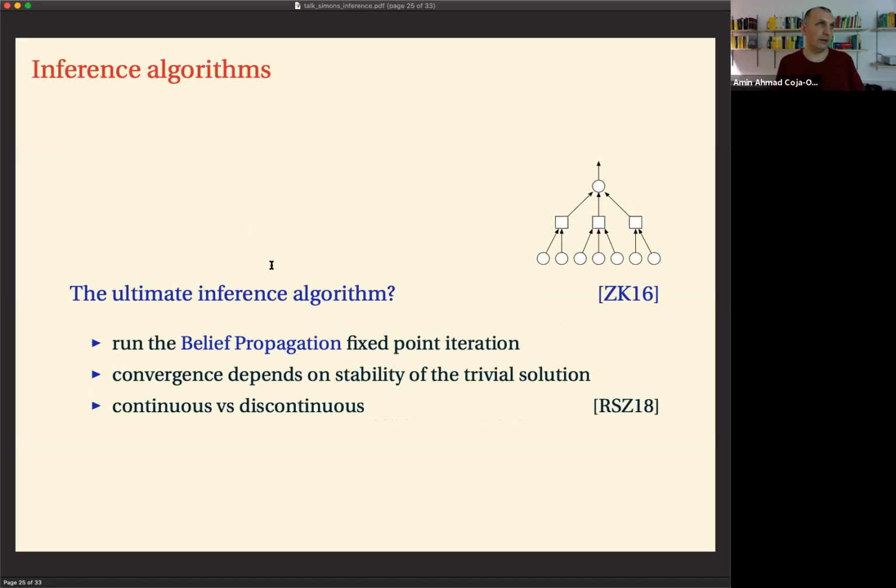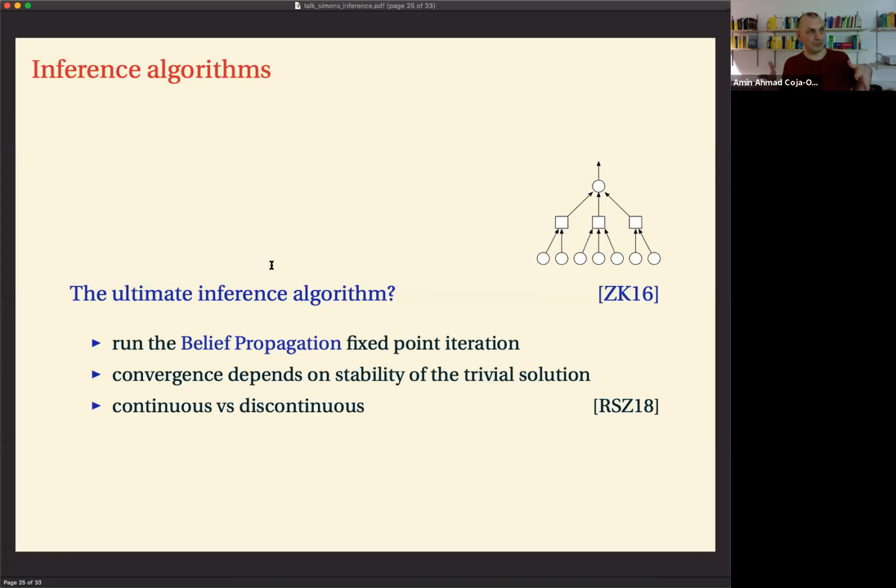Right. Okay, so let's move on to algorithms. I mean, a quick question. Let's do it later. Okay, so let's move on to algorithms.